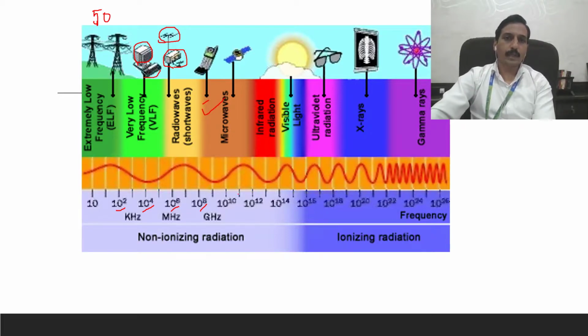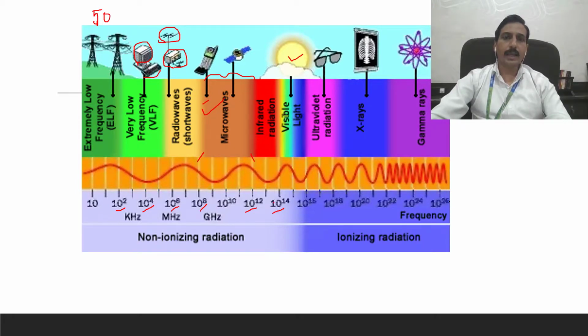As far as microwaves and satellite communication are concerned, it ranges from 10 raised to 8 hertz to 10 raised to 12 hertz, means up to the terahertz. 1 gigahertz to 1 terahertz of the application comes under the satellite. As far as sun radiation is concerned, those come under the infrared radiation, 10 raised to 12 hertz to 10 raised to 14 hertz, means 1 terahertz to 100 terahertz comes under the infrared.